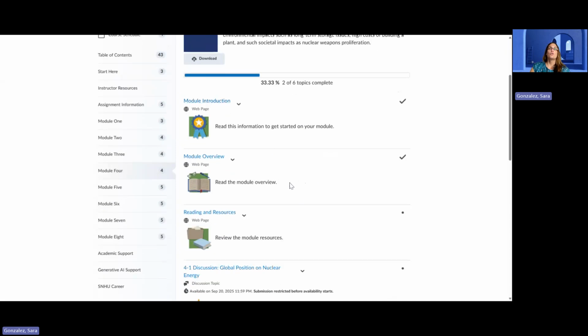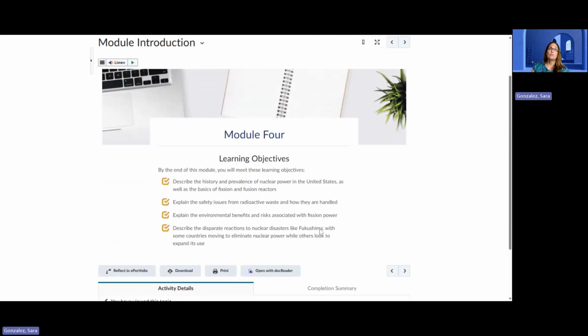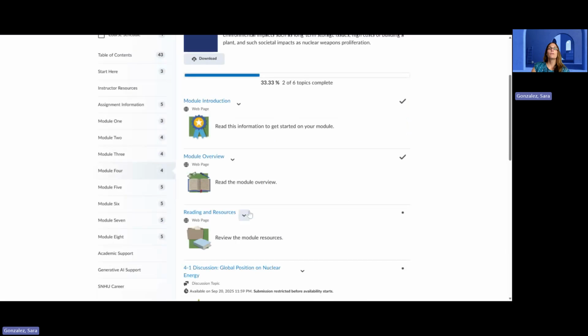at nuclear power. So of course, the module introduction here is some of the learning objectives. So looking at the history of nuclear power, how it originated, and then where we are today with nuclear power, looking at fission and fusion reactors as well. We're going to look at safety issues from some of the radioactive wastes and how they're handled, some of the environmental benefits of nuclear power as well, and then some of the issues like Fukushima that happened, and looking at where we're going to go from here in terms of the future use of nuclear power.